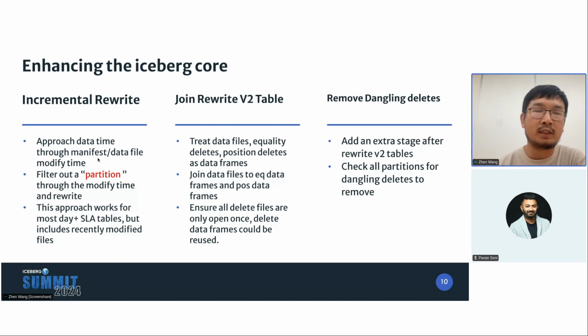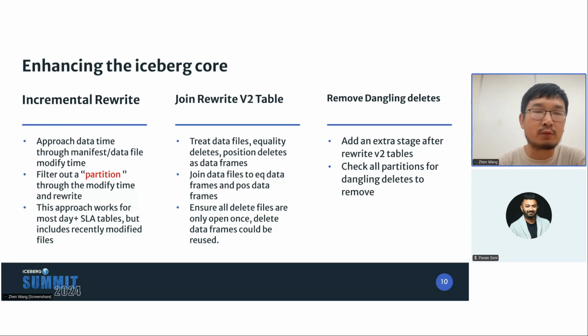So first, in terms of automatic incremental rewrite without user intervention, we approximate the data time through the manifest and data file modify time. We actually check the manifest modify time and data file modify time. We use that to filter out a portion of the data to rewrite. So using this way, we can do incremental rewrite for all of those 100,000 tables with no user intervention.